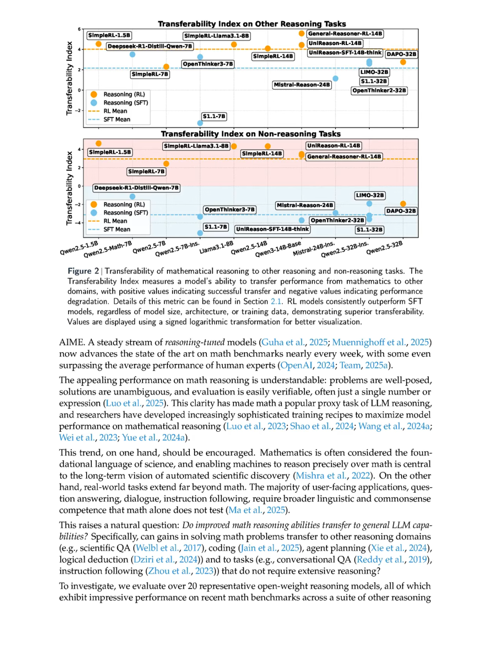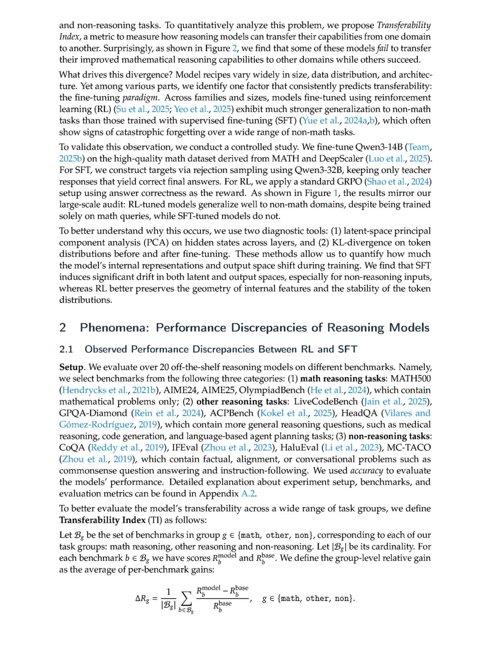The Transferability Index, TI, is a metric designed to measure how well reasoning models can transfer their capabilities from one domain to another. It is defined by evaluating the performance of models across three categories of benchmarks: math reasoning tasks, other reasoning tasks, and non-reasoning tasks. To calculate the TI, the average of per benchmark gains is computed for each task group, which involves comparing the performance scores of models on these benchmarks.